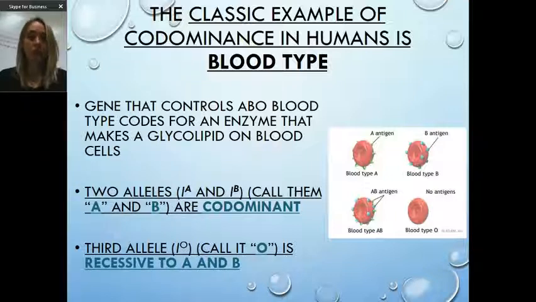So if you look over here at this picture, blood type A has little A glycolipids, or A antigens, on the surface of the blood cell. Blood type B has a different type on the surface of the blood cell, and we call them B antigens. A and B are codominant, and so you'll see both A and B antigens. And then blood type O has none of them at all, or zero.